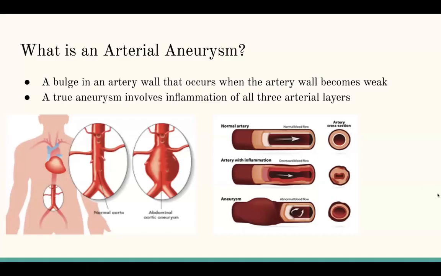What is an arterial aneurysm? It is a bulge in an artery wall that occurs when the artery wall becomes weak. A true aneurysm involves inflammation of all three arterial layers, and these pictures show an example of an aneurysm and what it looks like.